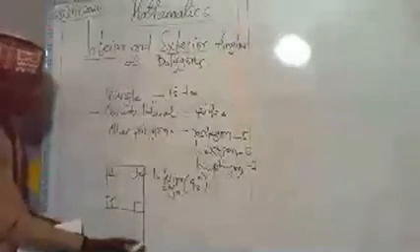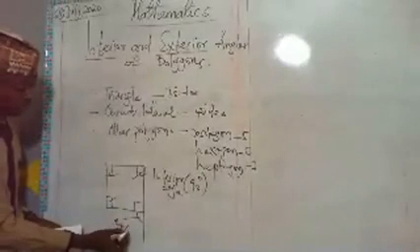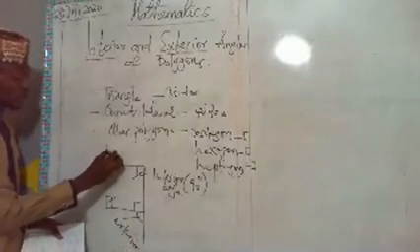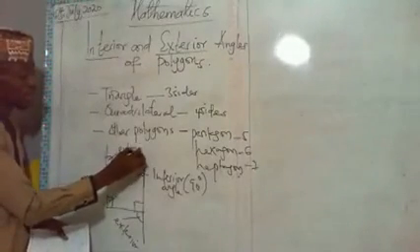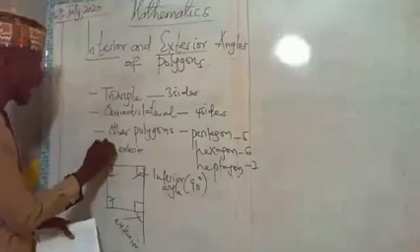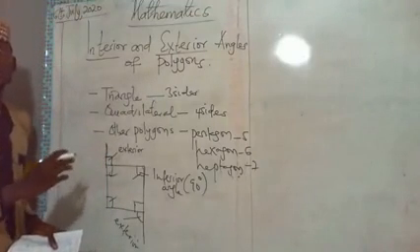While for exterior, I can extend this side to have this place as the exterior angle. That means the angle that is outside the shape is called the exterior angle.